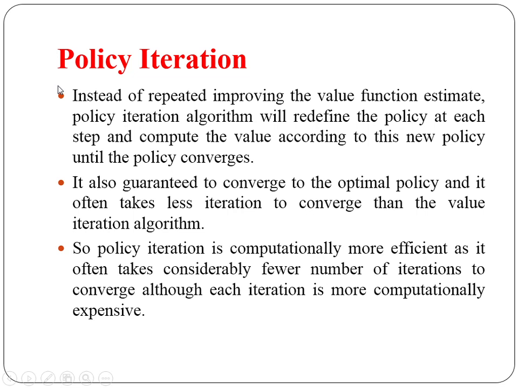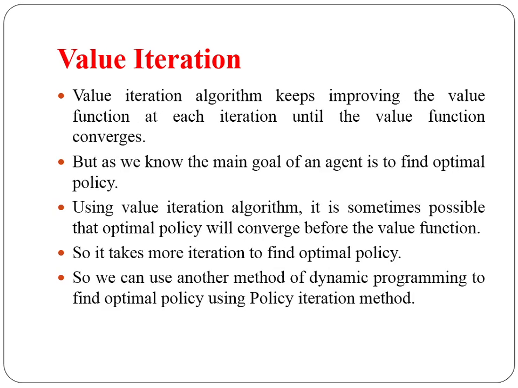Instead of repeatedly improving the value function estimate, the policy iteration algorithm will redefine the policy. But before policy iteration, first we need to know about a problem in value iteration. The main goal of an agent is to find the optimal policy. Optimal policy means that if the agent is moving from one state to the final state, it has to get the optimal value, which means the maximum reward.